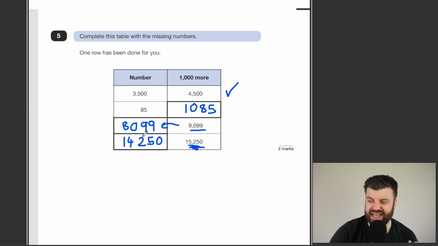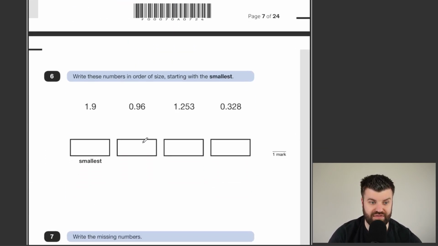14,250. Some of you might be thinking, do I need to put the comma in? You can, you don't have to. Make sure it's really clear it is a comma though, and not a decimal, because that would be very frustrating.